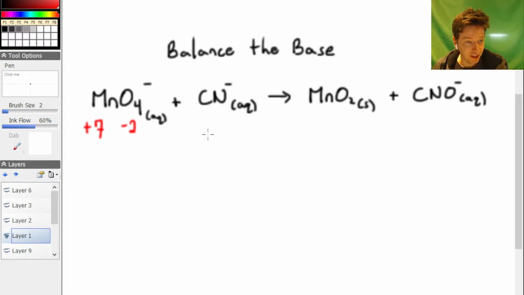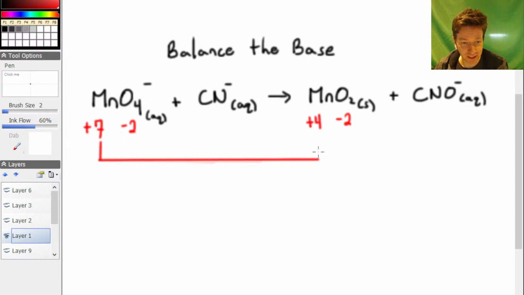Okay. Moving on, let's see what happened to manganese over in our products. We have oxygen, which is -2, and we have 2 of them, so that's a total of -4. It's a neutral molecule, so manganese must be +4. So what happened to manganese? It went from +7 to +4. So in this case, manganese gained 3 electrons. So we gained 3 electrons.